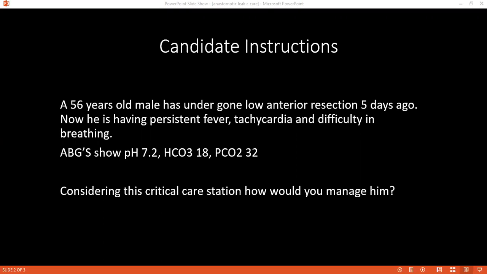Okay. How long can you continue with the total parenteral nutrition? Ma'am, total parenteral nutrition, it would be till the patient comes back to his oral feeding or enteral nutrition. Very good.